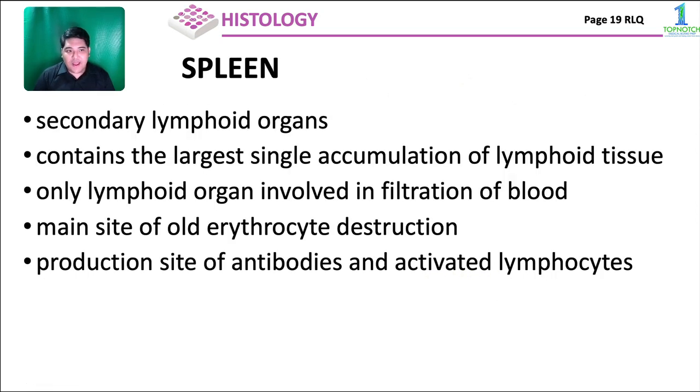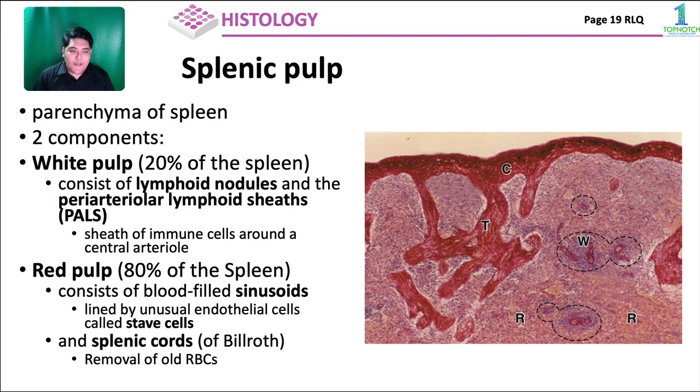So, after that, we have the spleen, a secondary lymphoid organ also. It has the largest single accumulation of lymphoid tissue, and it is the only lymphoid organ involved in the filtration of blood. Napag-usapan na natin kanina yon. It is the main site of old erythrocyte destruction and the production site of antibodies and activated lymphocytes. So dito, importante pag-usapan natin yung parenchyma o yung laman ng spleen. This is what you call the splenic pulp.